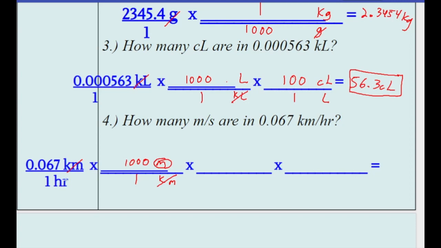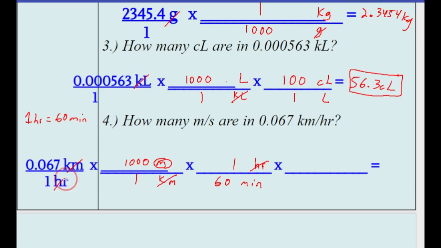Well, since we have hours on the bottom, we need hours on top here. And then we need a way of going from hours to seconds. Let's say that we don't know that. What we do know though is that 1 hour is equivalent to 60 minutes. So we can put 60 minutes on the bottom and 1 hour on top.